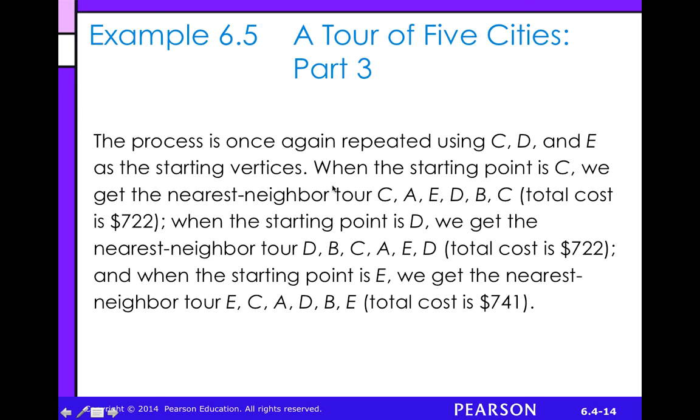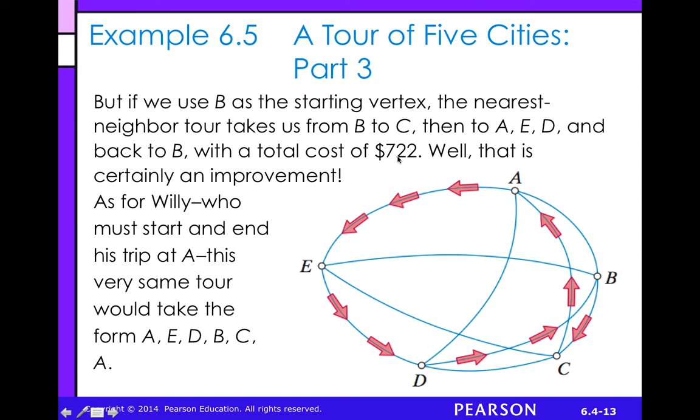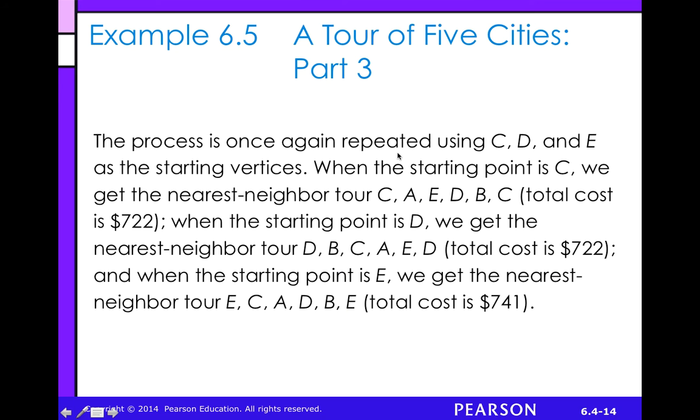When the starting point is C, we get the nearest neighbor tour of this with total cost of 722. And that is still better than the original path we got, and it's just as good as the path we got starting at B. When the starting point is D, we get the nearest neighbor tour of this path, which also has a cost of 722. And when the starting point is E, we get this path, which gives us a cost of 741.